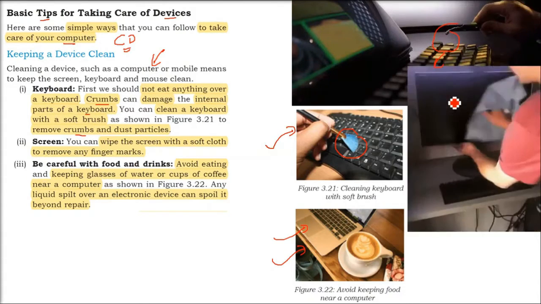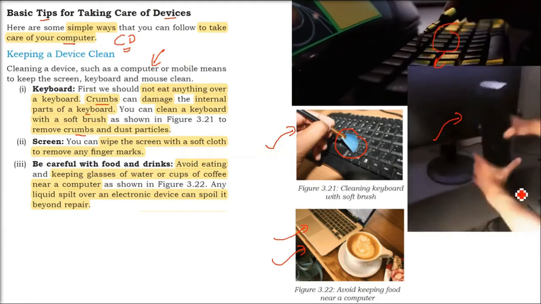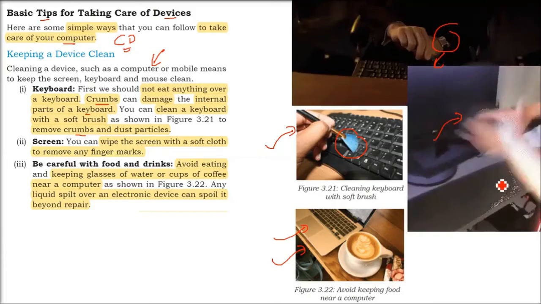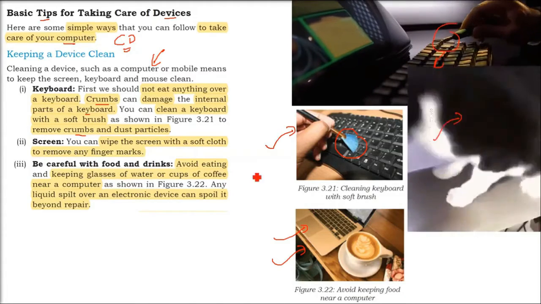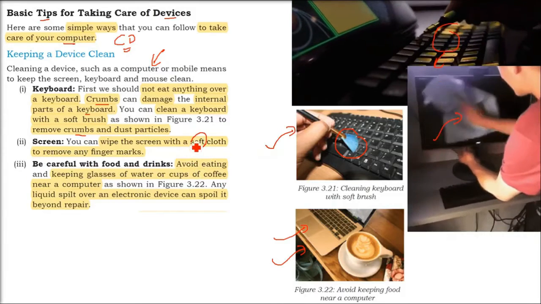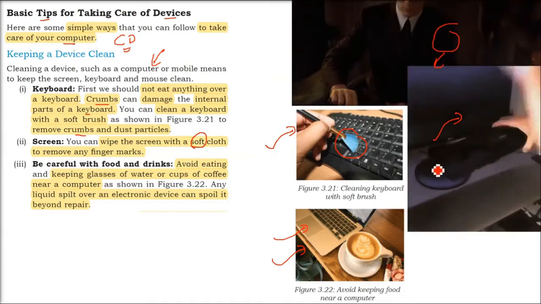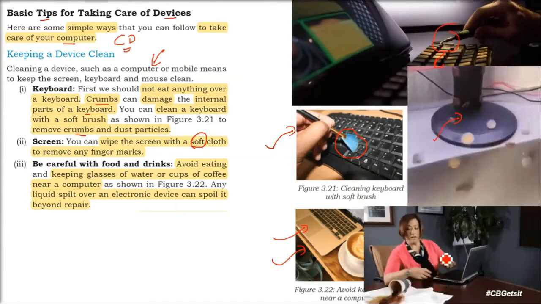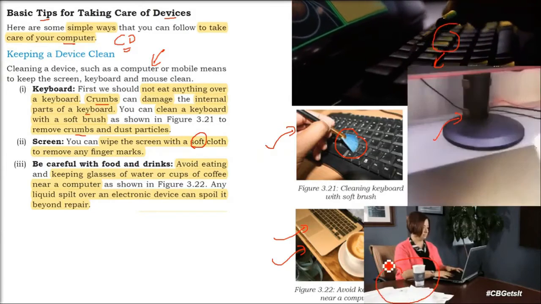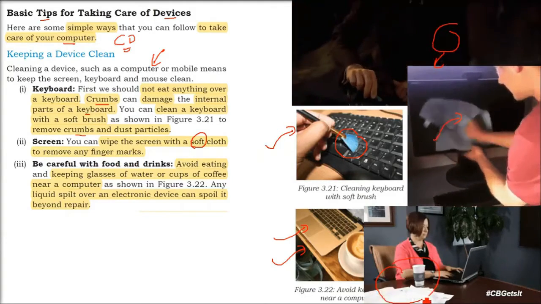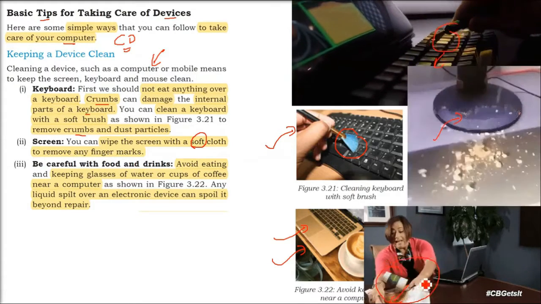Coming to screen. Screen, mostly you don't touch it that often, but even if you don't, the dust is always there. So the best way is to clean using an ultra soft cotton cloth. You can remove any finger mark. Don't put any kind of liquid. There are special liquids which you can put on. Otherwise, the screen has electronic circuitry in the background, so it can damage it. You can always put the liquid on your cloth and then do the cleaning.